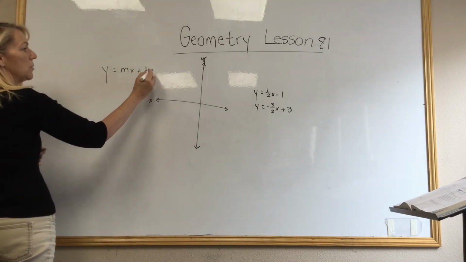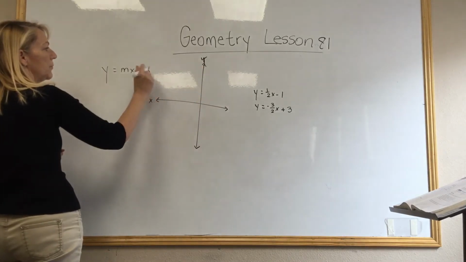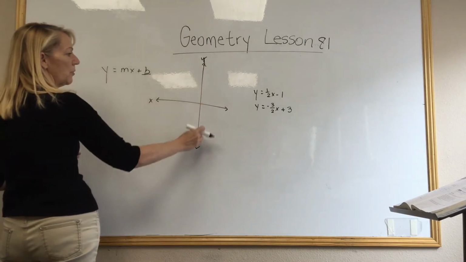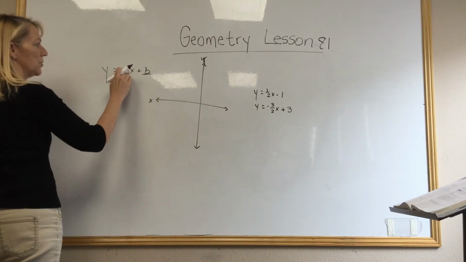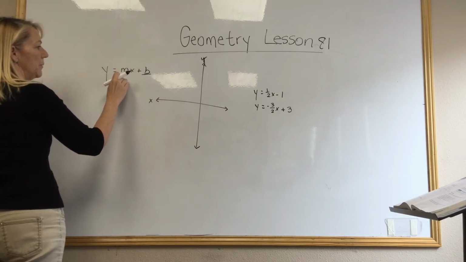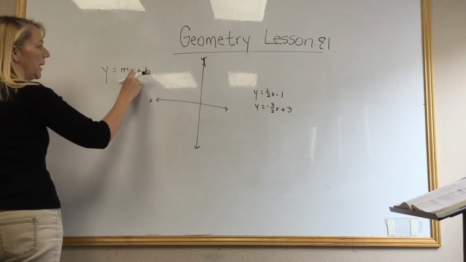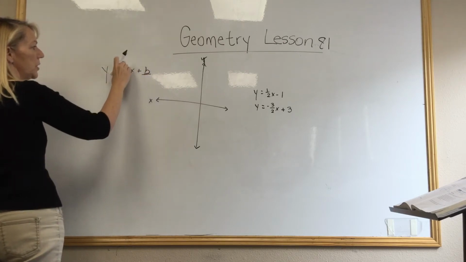B is where it crosses the y, somewhere along here. Whatever number is in this last spot, that's where it crosses the y on this number line. And then m is the slope of it. So if it was 2 over 1, that'd be rise over run. That would be over 1 up 2, over 1 up 2. That's your slope for it.